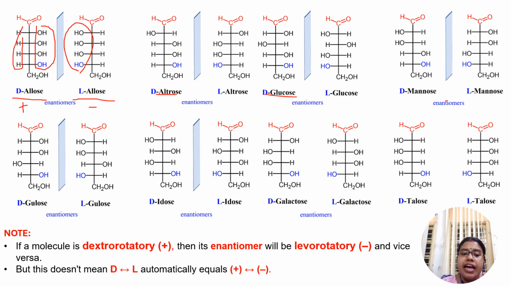In the case of idose, D-idose is minus, that is levorotatory in nature. L-idose should be plus, that means dextrorotatory in nature. Capital D does not mean dextrorotatory, and capital L does not mean levorotatory.